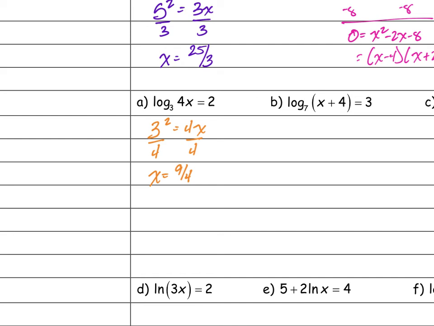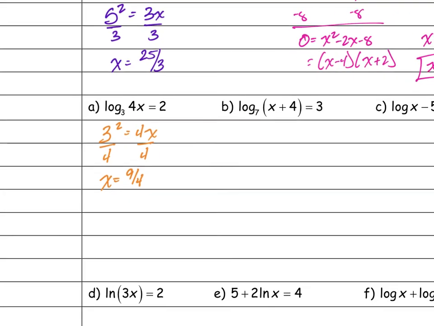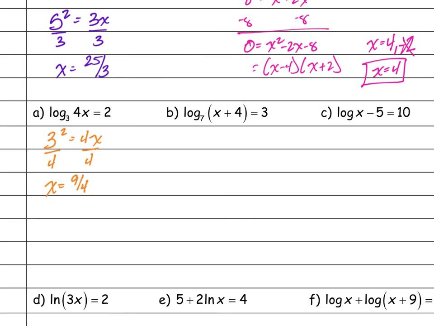Okay, and then on part B, we've got still 1 logarithm equaling a number. So I've got 7 to the 3rd power equals x plus 4. And then I'm going to subtract 4 from that. So basically, I just put 7 to the 3rd power in my calculator and then subtracted 4 from it because it was easier to do that for me. And so I think x is going to equal 339.